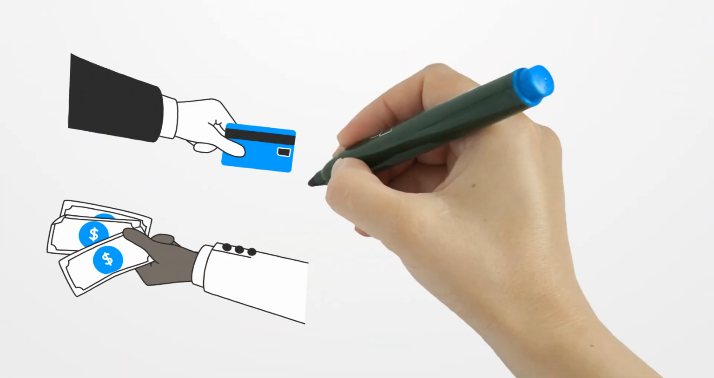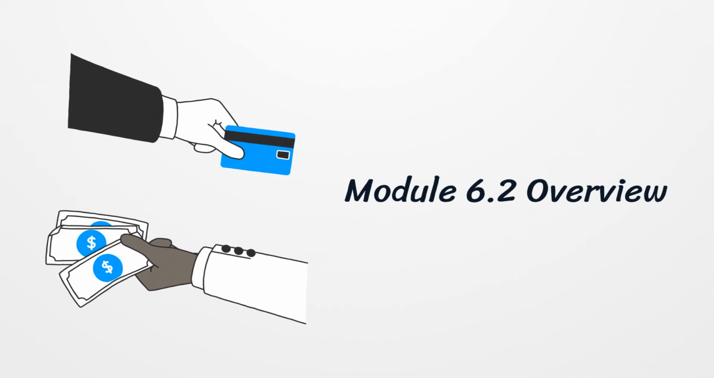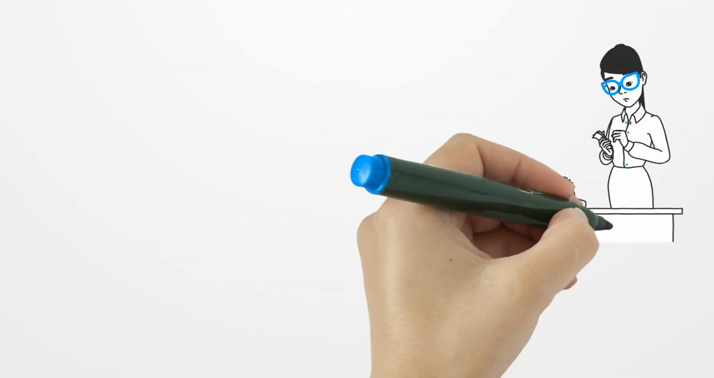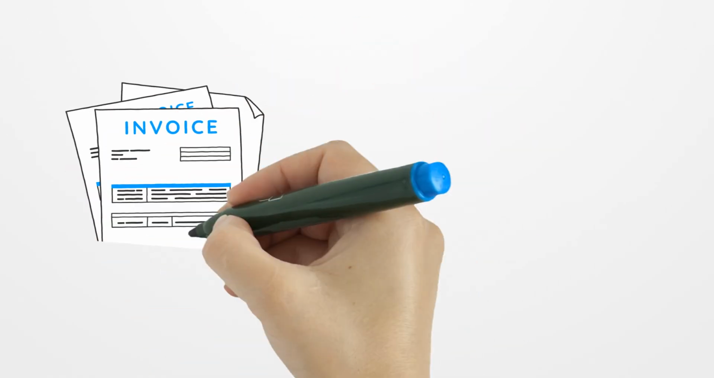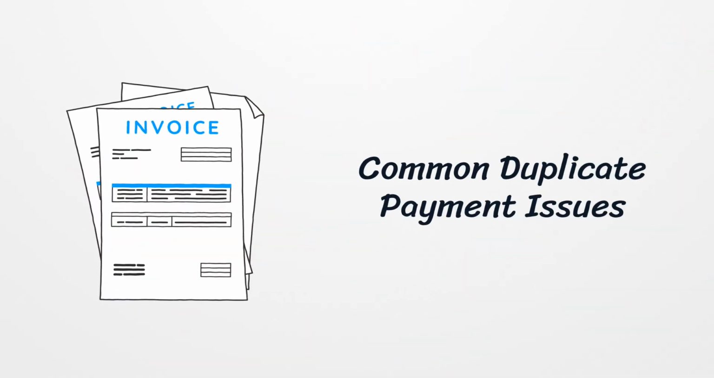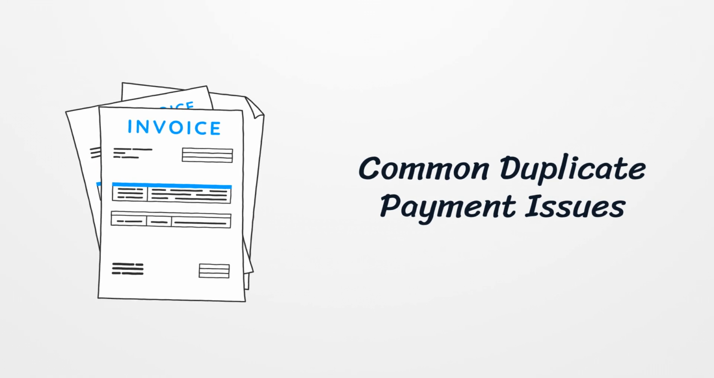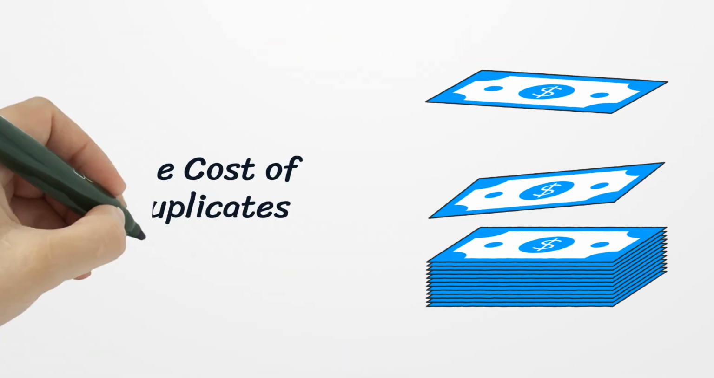Module 6.2, Duplicate Payment Detection. This one hits close to home for finance teams. Duplicate payments happen more than you'd think. Same invoice number, slightly different amounts, typos in vendor names, timing issues between systems. And each duplicate can cost thousands.